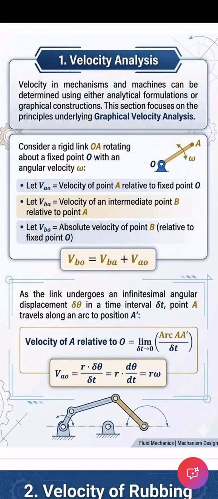As the link undergoes an infinitesimal angular displacement del theta in a time interval del t, point A travels along an arc to position A dash. Velocity of A relative to O, as del t approaches 0, is arc AA dash by del t, which is r del theta by del t, r d theta by dt, equal to r omega.